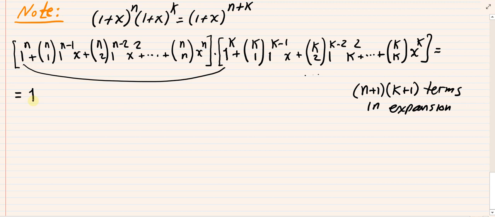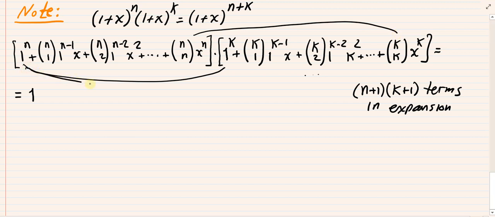The very last term in the expansion, of course, is when you do the last terms. So the very last term in the expansion is going to be x to the n times x to the k, which is x to the n plus k, right? Now, what about the second term when we multiply here?